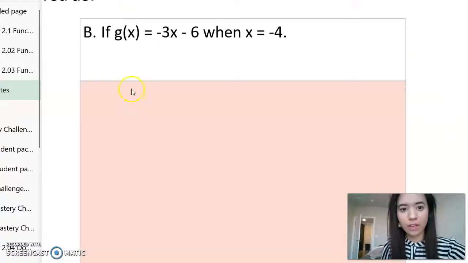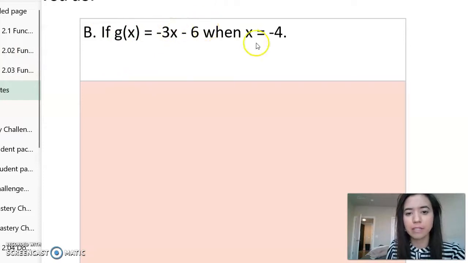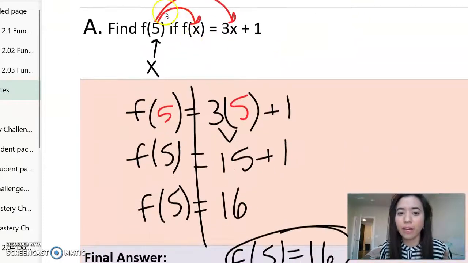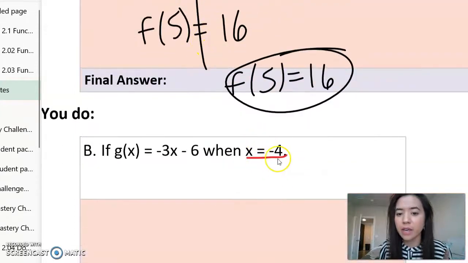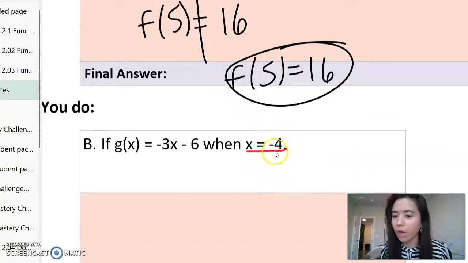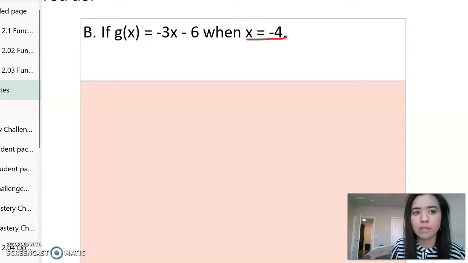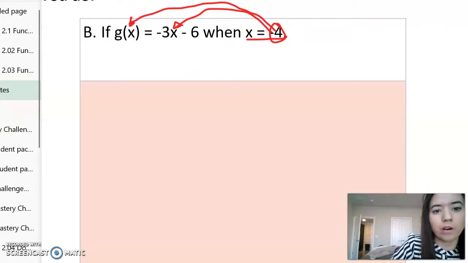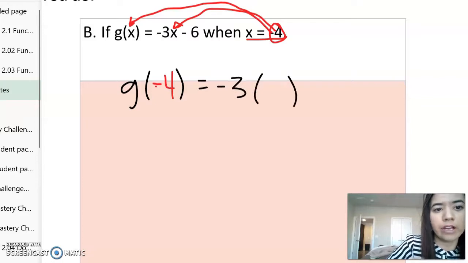So this one was a little different wording here. I have: if g of x equals negative 3x minus 6 when x is negative 4. So again, same thing. When I have f of 5, this means the same thing as x equals 5. This is what's my function when x is 5. This is what's my function when x is negative 4. It's just formatted a little bit differently, but it means the same thing. So I'm going to put a negative 4 wherever I see an x. So I'm going to put a negative 4 there, and I'm going to put a negative 4 here. So I'm solving for g of negative 4 when I have negative 3 times negative 4 minus 6.